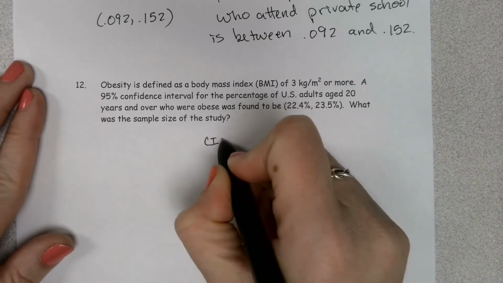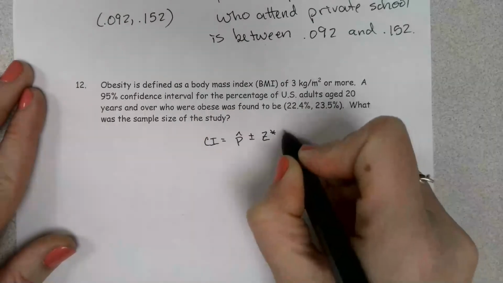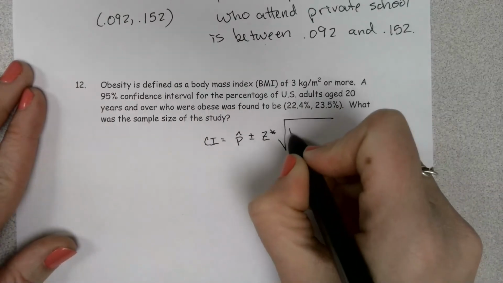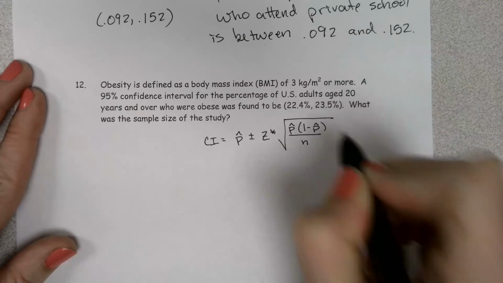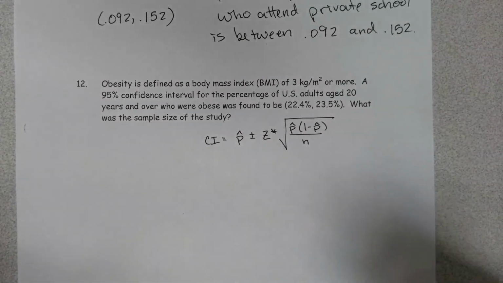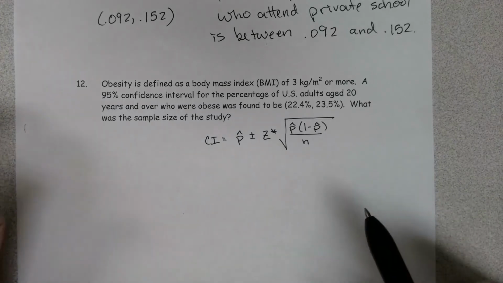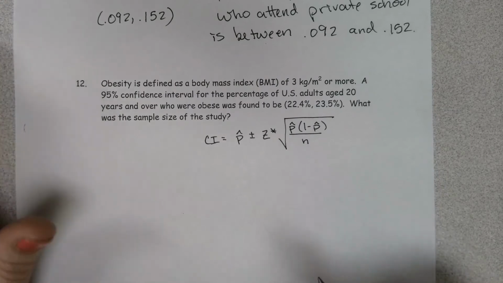So our formula is p hat plus or minus z critical times the square root of p hat times 1 minus p hat divided by n. So again, calculator is very nice. It can give us these confidence intervals very quickly, but when we have to solve for specific values, you still have to know the formula.